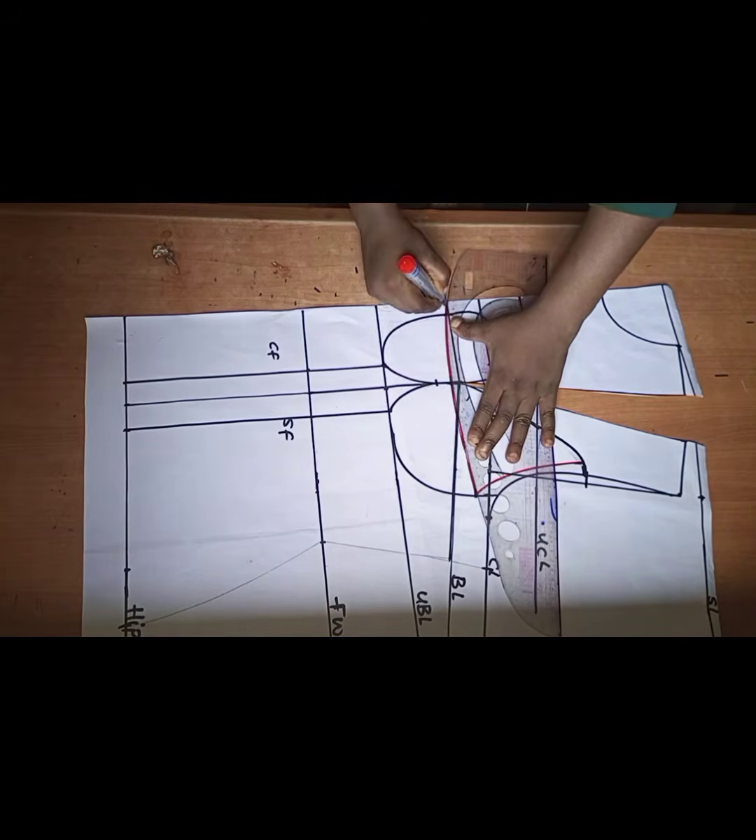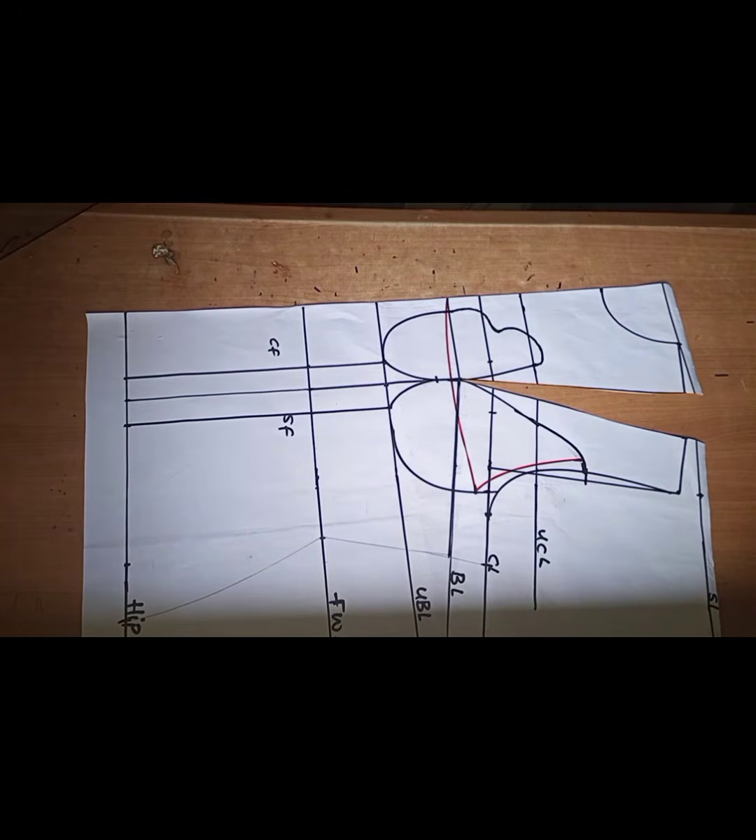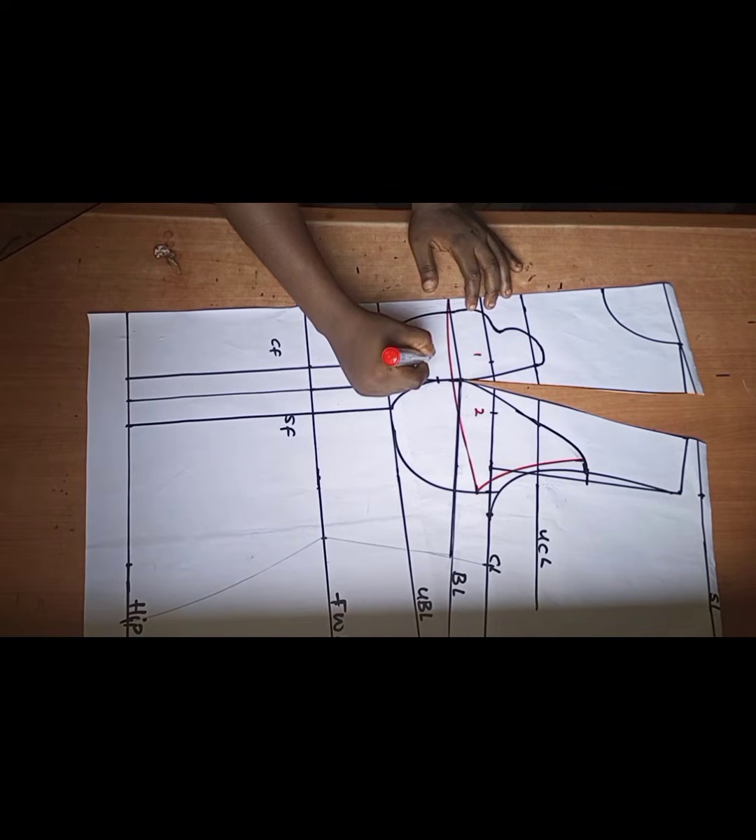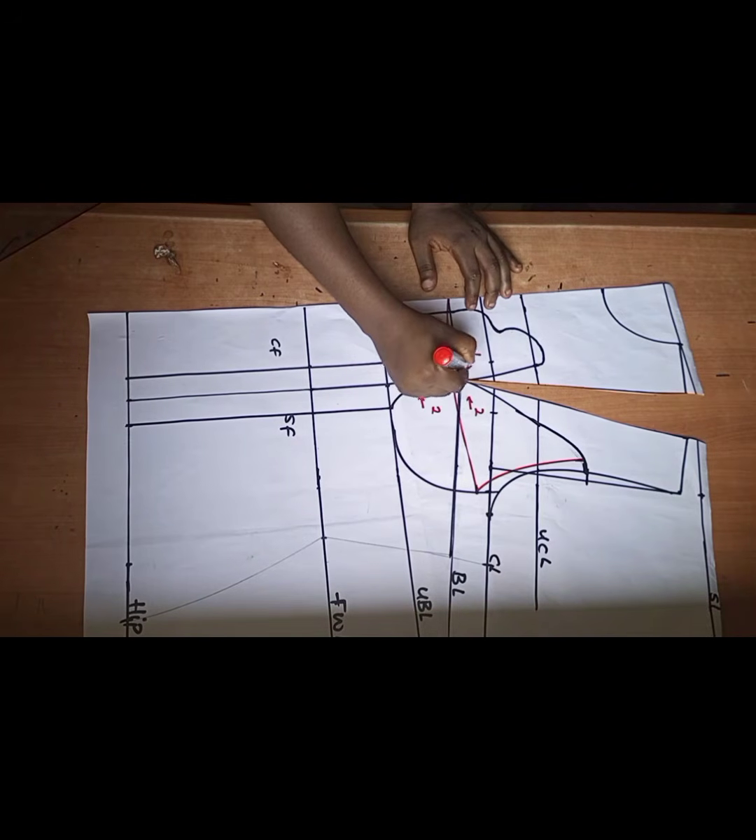So after marking this, I'm going to label the center front my cup 1, the side front my cup 2. Then for the smaller cup, I will label cup 1 and cup 2. And then label the right side facing each other.